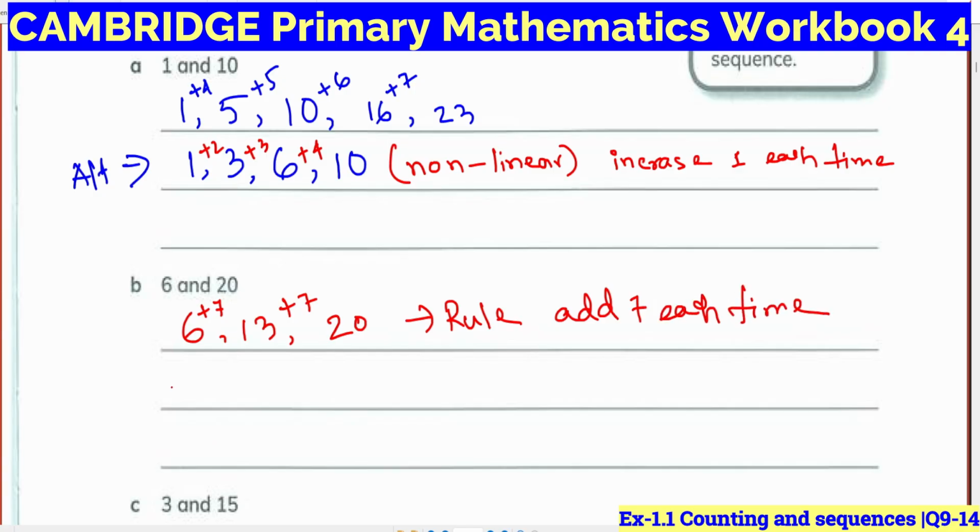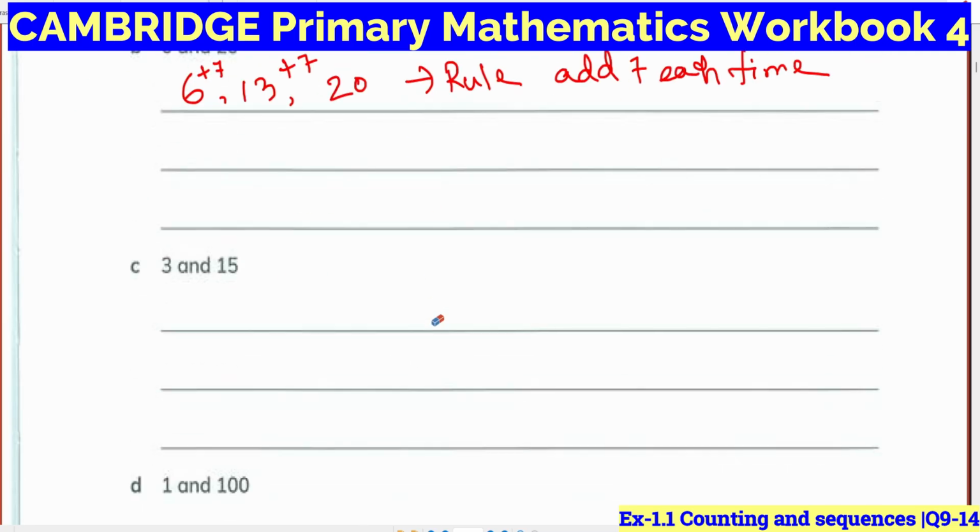What next? Suppose 6, then we can write 12, and then what? 6, 12, then it will be 18. So it's not possible. So we can skip this one. So just add 7 each time.